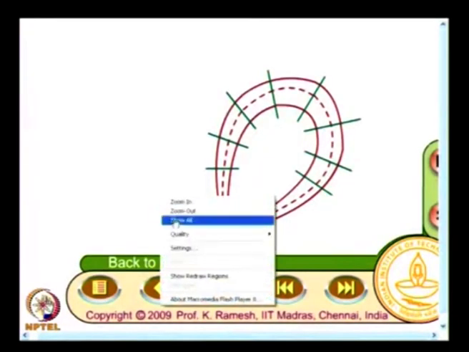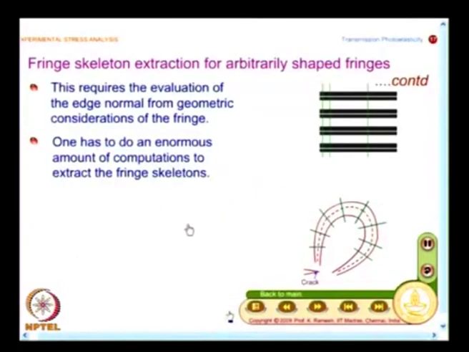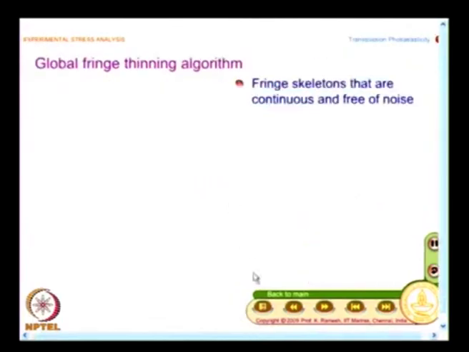So, you have only identified what is the difficulty in processing a generic fringe pattern, and here what we found was that logical operators have really helped. The key point here is one has to do an enormous amount of computation to extract the fringe skeletons. The reason is we have to find out the edge normal from geometric considerations of the fringe, which could be greatly simplified if you adopt a scheme which employs logical operators, which took sufficient time for us to develop and which is very fast, and that is what we will look at.